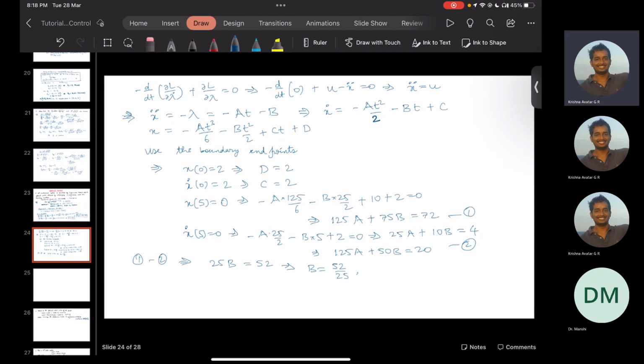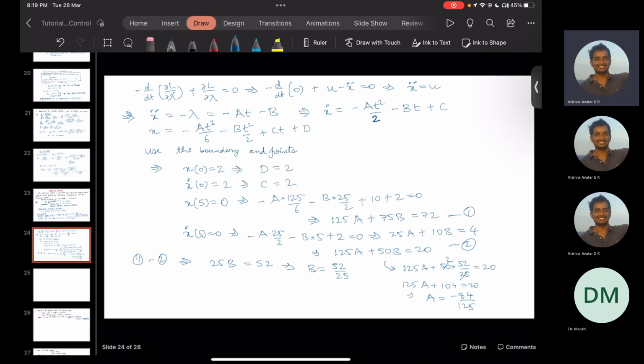Now what we do is put this in the second equation. So 125a plus 50 into 52 by 25 is equal to 20. So 2, right? So we'll have 125a plus 104 is equal to 20. So this means a is equal to minus 84 by 125.